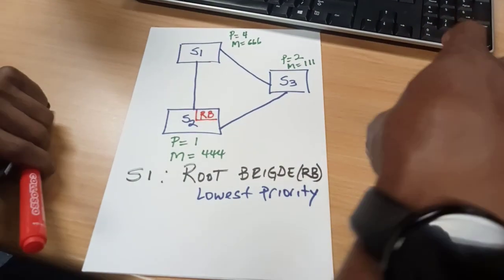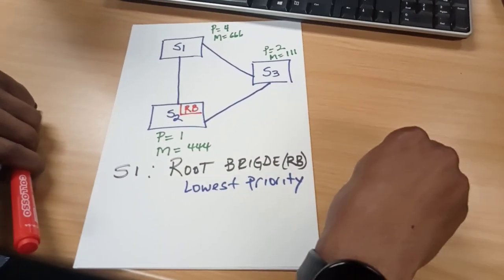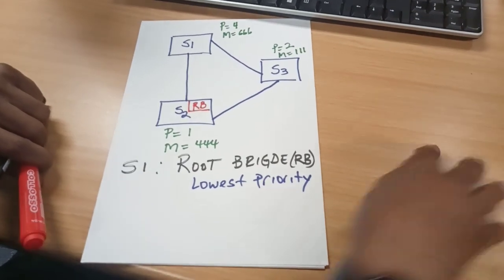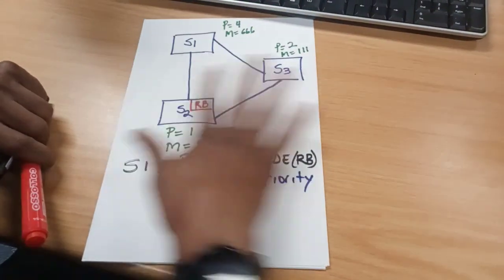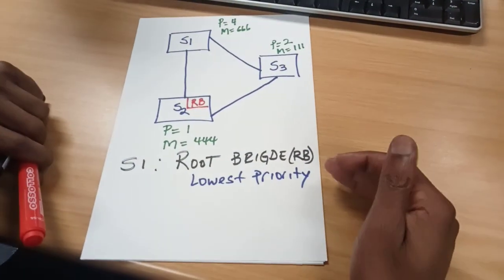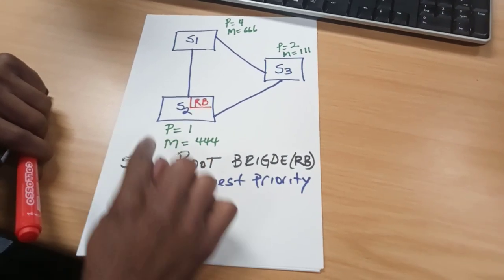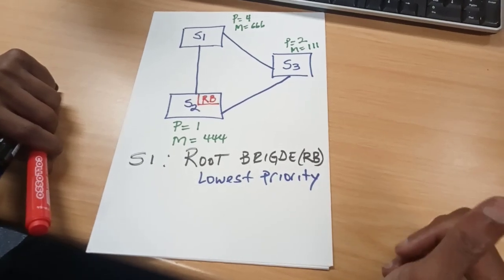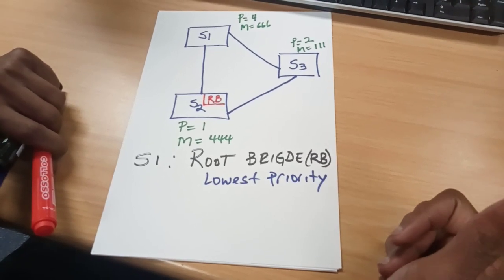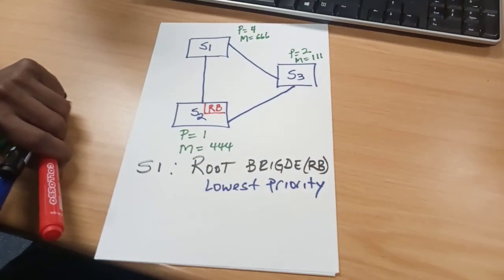So even if I'm giving you 4 switches, 10 switches, you must start by determining the root bridge. You have to check the lower priority. You go to your switches, you check the priority, and you're going to see that switch number 2 got priority of number 1. So I want all of you to identify your root bridge from exercise number 1 and exercise number 2.